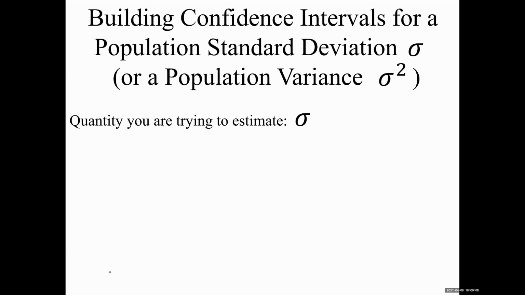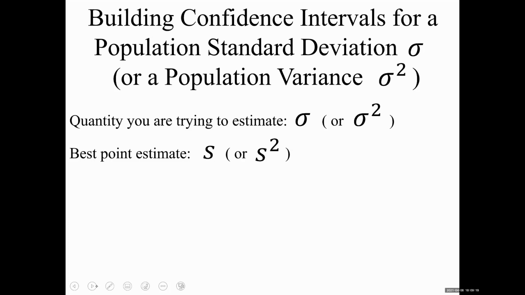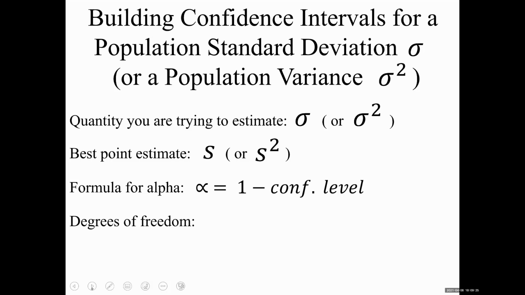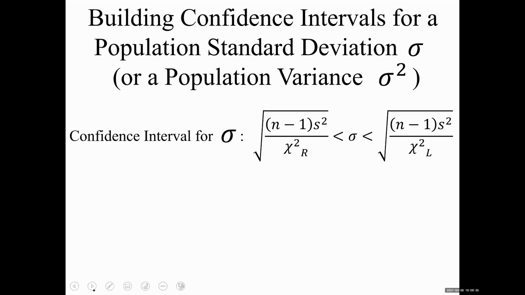Today, the letter we're trying to guess is sigma or sigma squared, depending on if they want standard deviation or variance. Our best one number guess for sigma is S. Our best one number guess for sigma squared is S squared. Alpha formula is 1 minus the confidence level, like it always is. Degrees of freedom formula is n minus 1, like it is going to be for a while. And then here is the formula for the confidence interval.